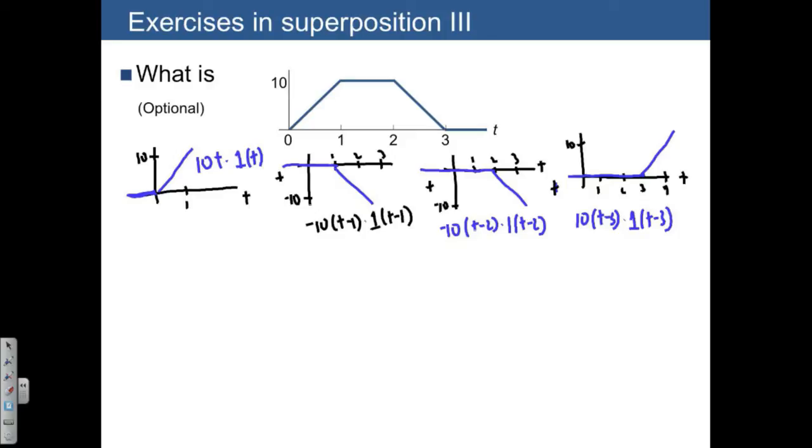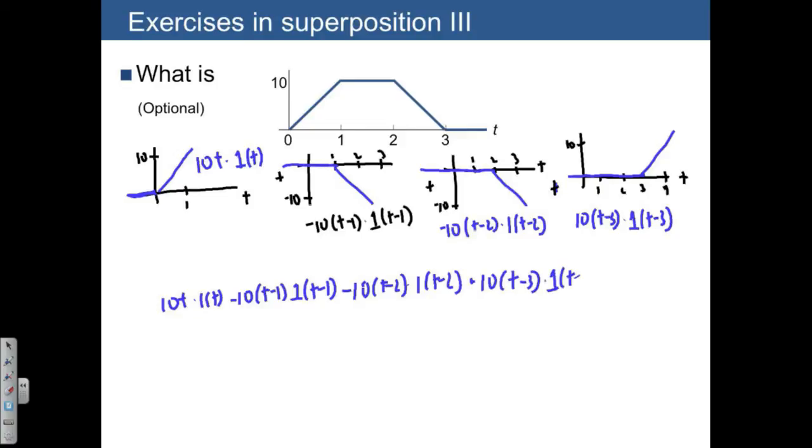So we can write this as the sum of all of these things. So we would say this is 10t times 1 of t, minus 10 quantity t minus 1 multiplied by the unit step shifted to the right, minus 10 t minus 2 times a unit step shifted to the right by 2, plus 10 quantity t minus 3 times a unit step shifted by 3.